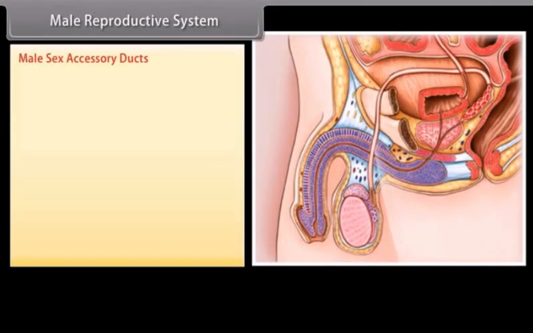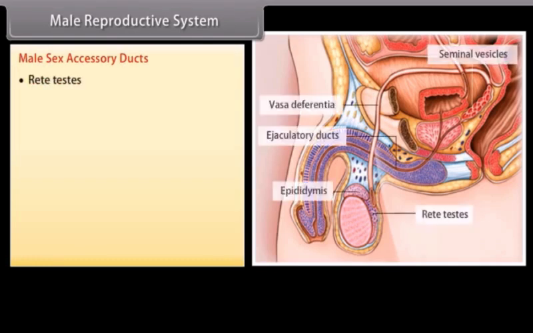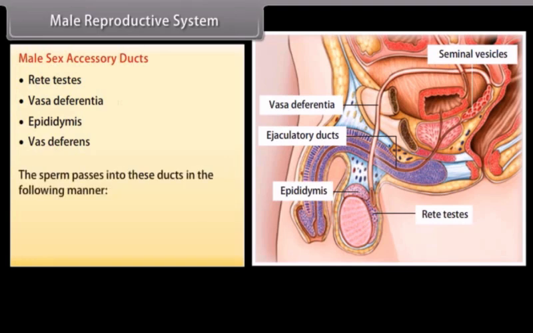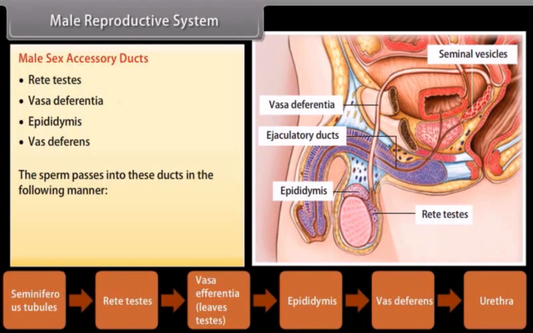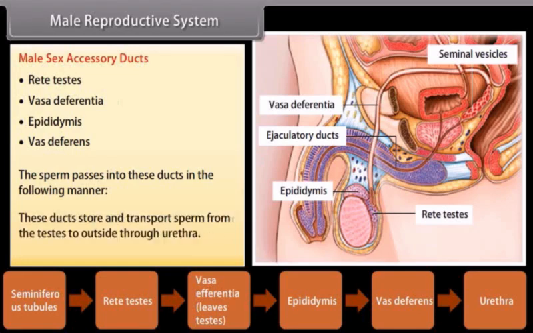Male sex accessory ducts. Rete testis, vasa efferentia, epididymis, vas deferens. The sperm passes into these ducts in the following manner. Seminiferous tubules, rete testis, vasa efferentia, leaves testes, epididymis, vas deferens, urethra. These ducts store and transport sperm from the testes to the outside through the urethra.